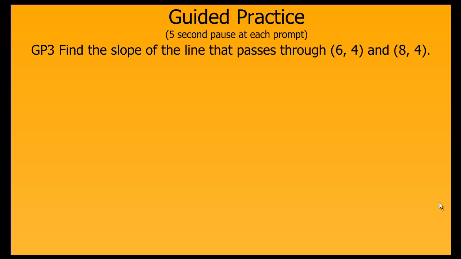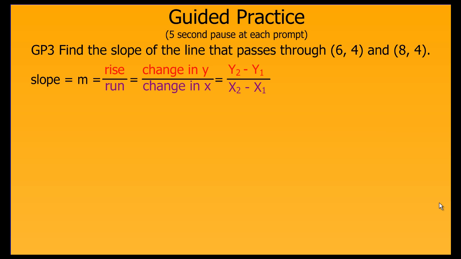Let's try one more example. What are we trying to do here? Again, we're trying to find the slope when given 2 points. What do we do first? We recall our definition and formula for slope. And the next step? We fill in the y coordinates to calculate the rise and our x coordinates to calculate the run. Now what? We simplify. In this case, our slope is 0.